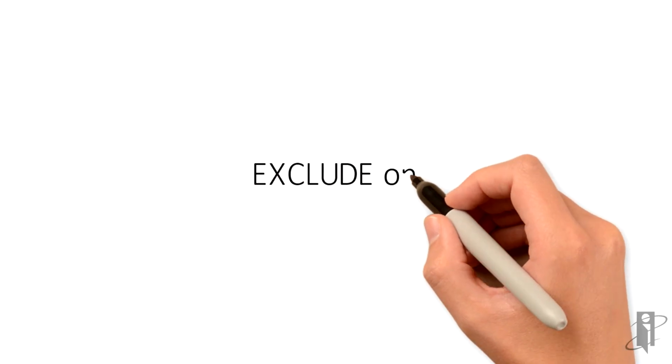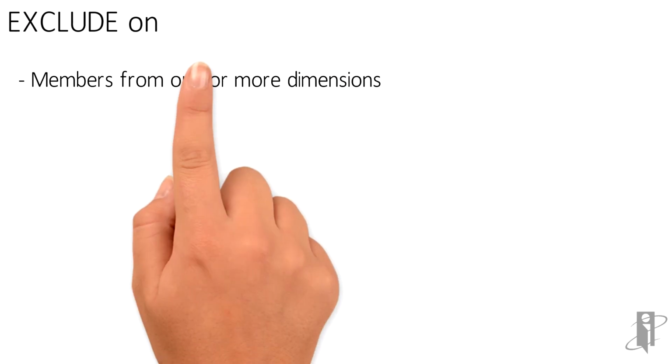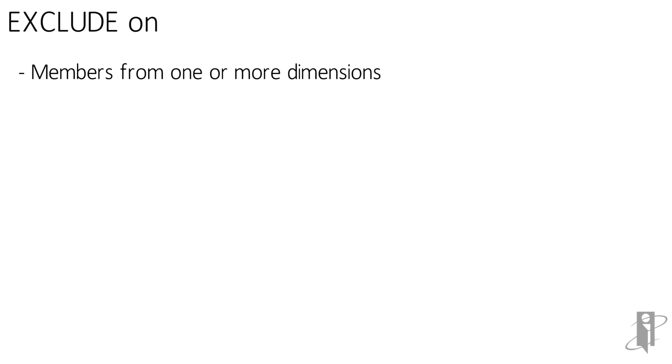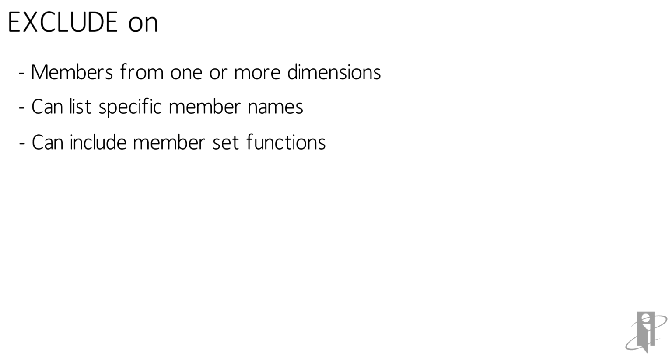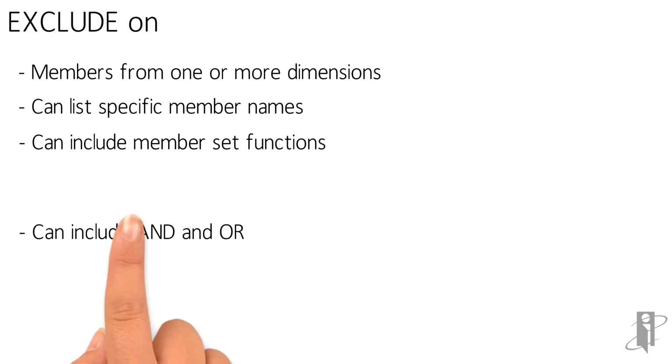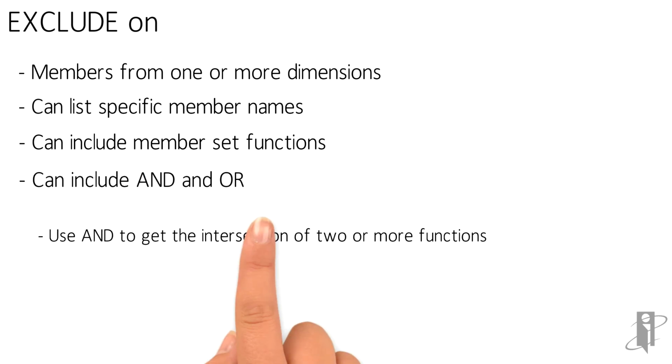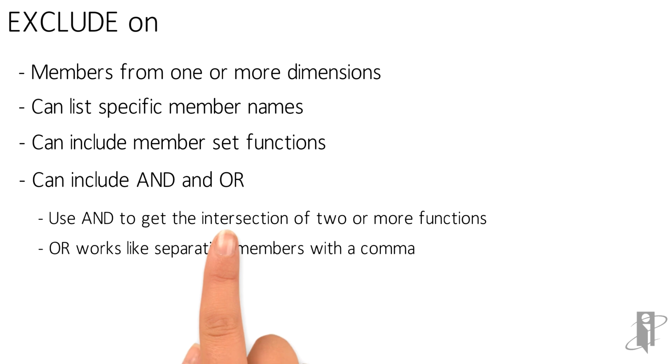Generally, you are going to exclude on a few members, but those can be from multiple dimensions. That doesn't work the way you think it does, and I'll explain more about that in a second. It doesn't work the way a fix does. You can list specific member names, and you can use member set functions like @CHILDREN or @DESCENDANTS. You can have an AND or an OR inside of the exclude, though it's not generally done that way.